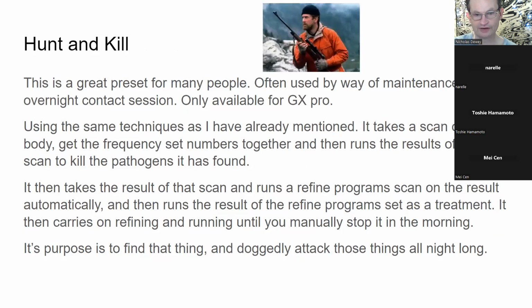Okay. Now, Hunt and Kill is a different variety of biofeedback scan, often used by way of maintenance. It's an overnight contact session, and what it does is it takes a scan of the body, finds the top 10 numbers, returns them to the body in the form of running that frequency set, and then it will change through running a refined scan on those existing numbers to make them more accurate, and then it will go out against the same pathogens all over again and again and again, continually throughout the night. And it carries on until you stop it personally yourself.